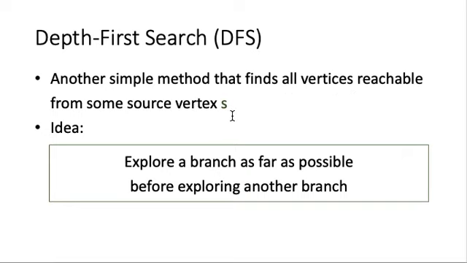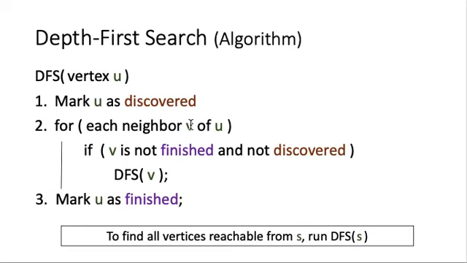Let's call it S. So the basic idea here is that when we try to visit starting from S, we will go as deep as possible, exploring a branch as far as possible before we start exploring another branch. So we will see an example of what is meant by branch and then what is meant by as far as possible later. Okay, we can quickly look at the pseudocode for this DFS algorithm.